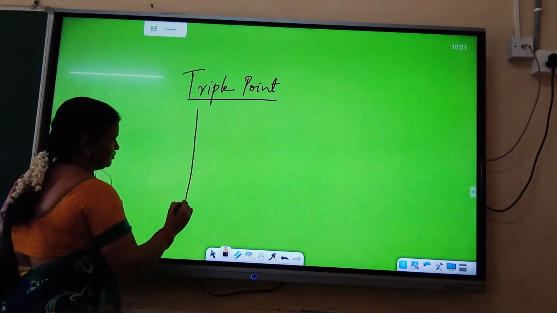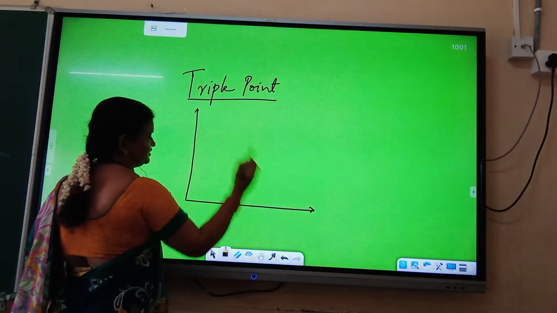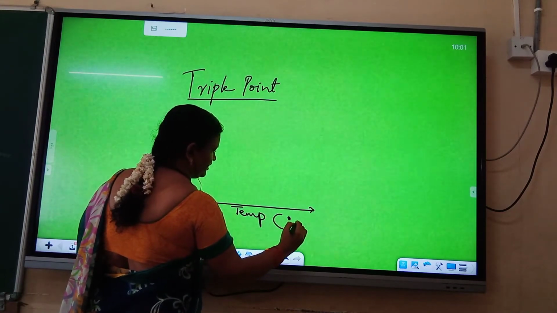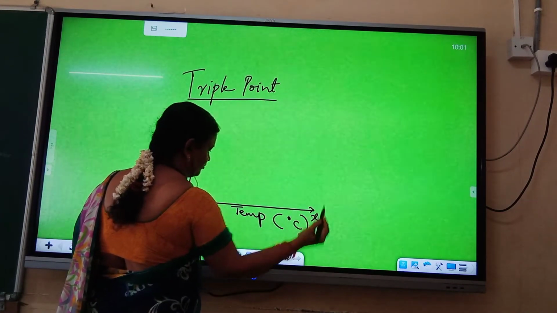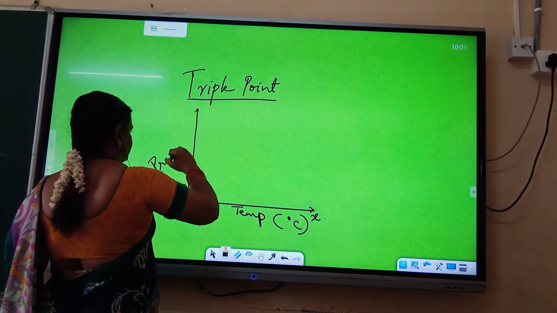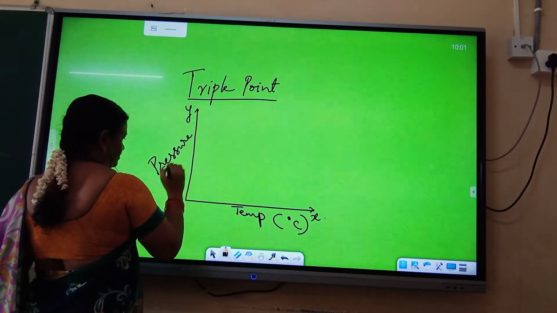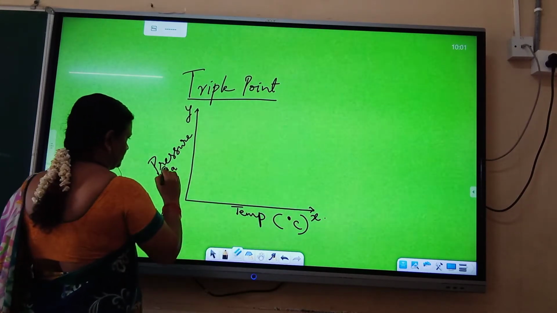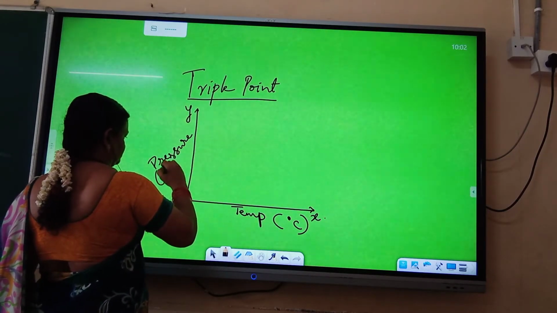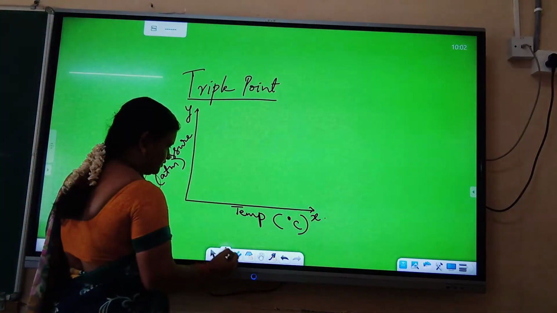To understand this triple point, let us draw a map here. I am taking the x-axis, and on this x-axis let me take temperature in degrees Celsius. And let me take pressure on the y-axis, and this pressure I am taking in atmospheres. Then just observe this graph very directly.